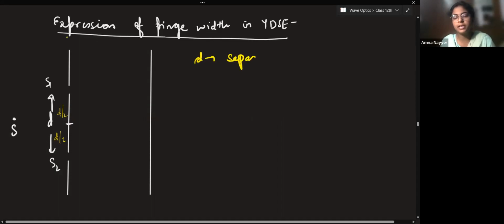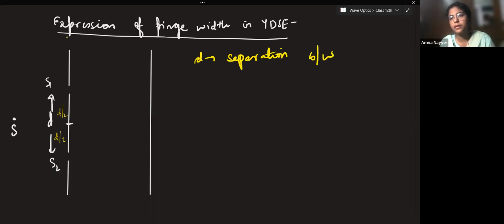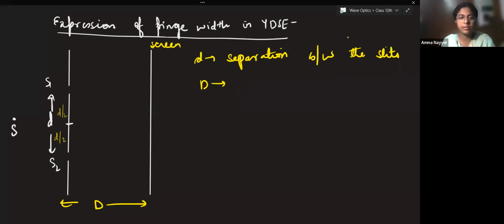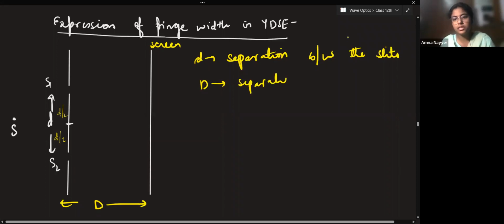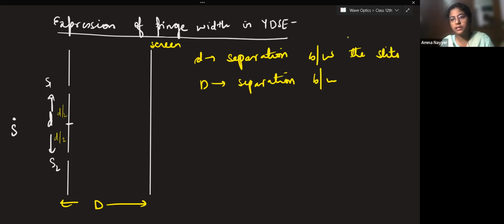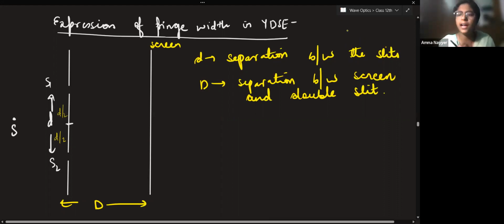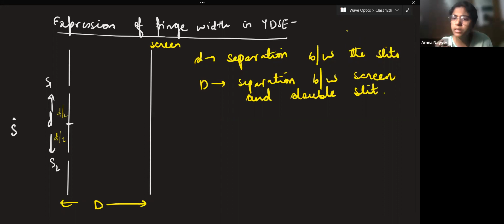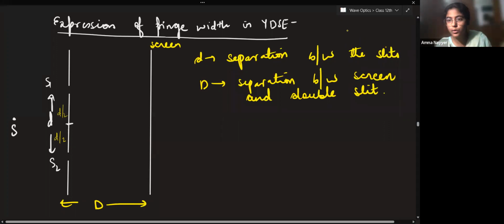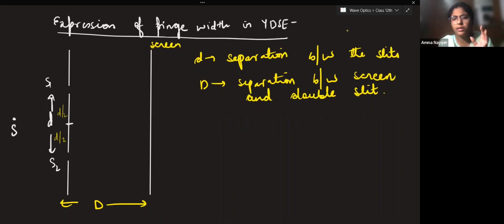Small d is the separation between the slits. Let's say this is the screen, where you will obtain the wave. The separation between the screen and the double slit is equal to capital D. These are standardized variables, not something I have chosen. Everywhere you will find small d and capital D only, and even in questions they will be given as capital D and small d. So whenever you use the formula, keep in mind to use capital D and small d.